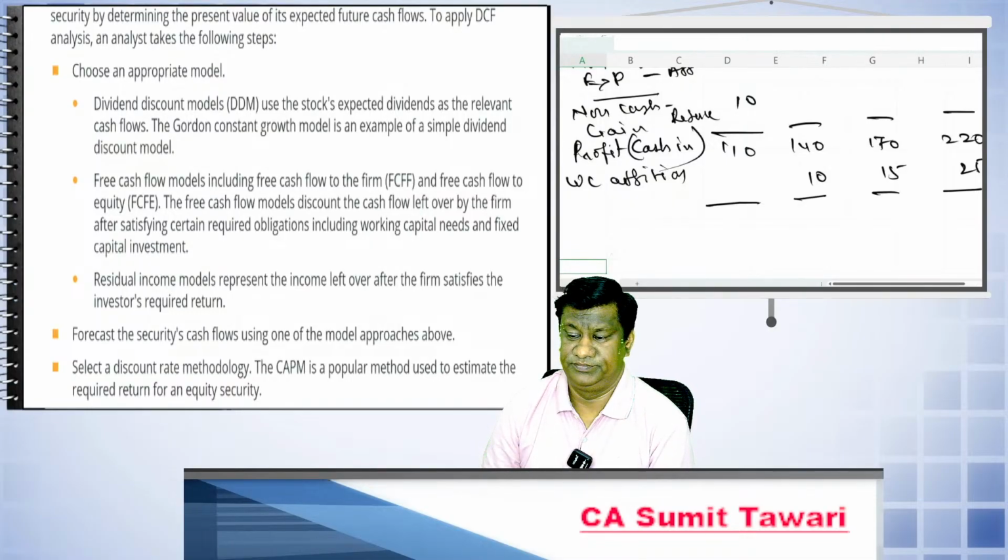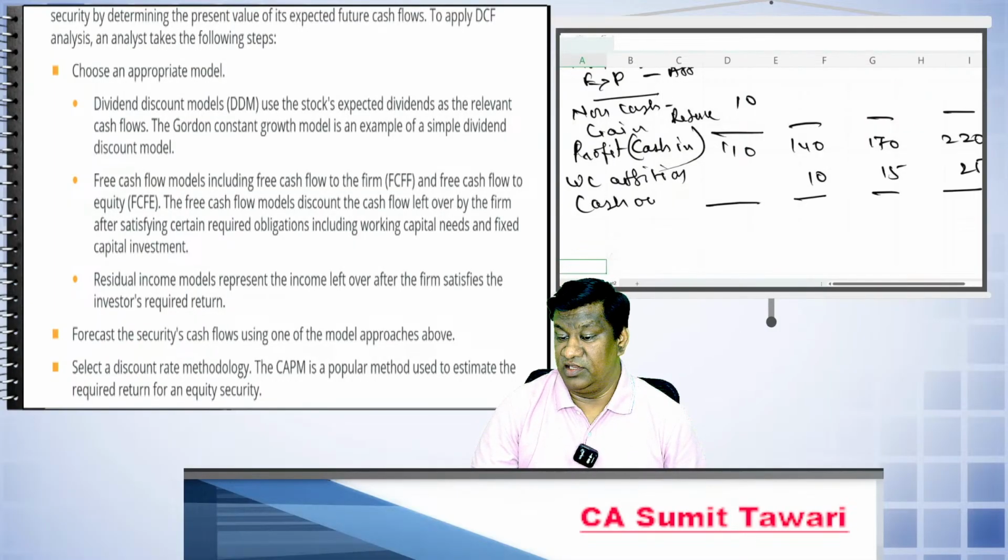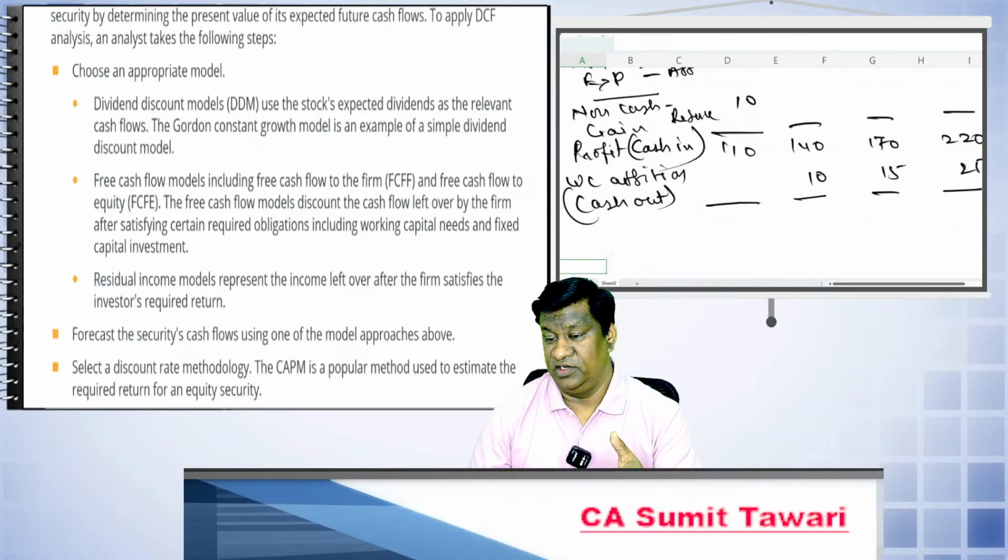Any guess? It may be in or it may be out. See, two options. You need to select one only. Out, sir. Out, correct. It is cash out. We are investing in a working capital. What does it mean? We are giving a support to our customer. That means the cash is going out.